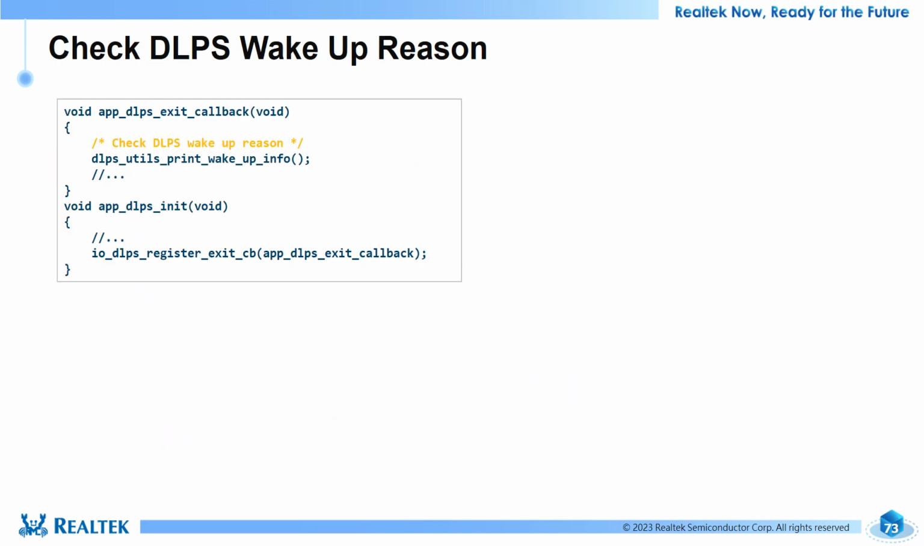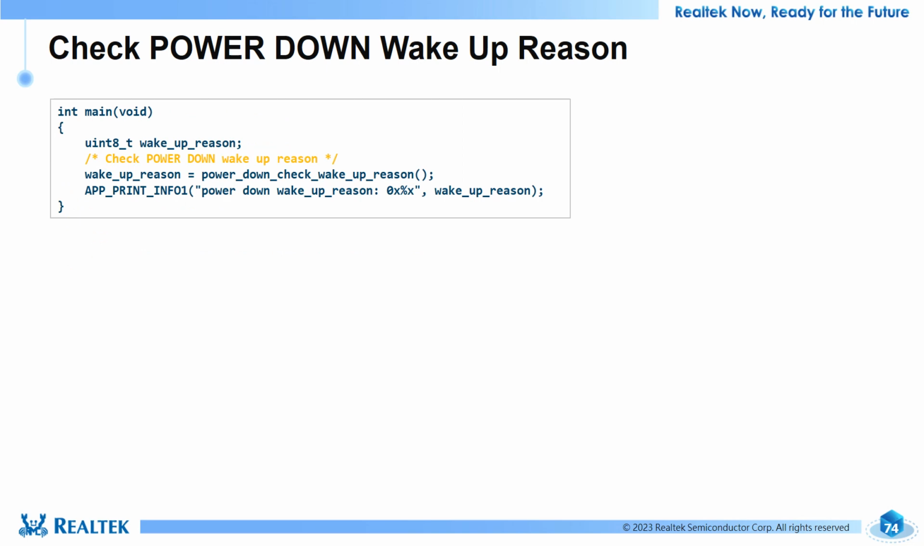Call function DLPS utils print wakeup info to print DLPS wakeup reason. Call function powerdown check wakeup reason to check powerdown wakeup reason.